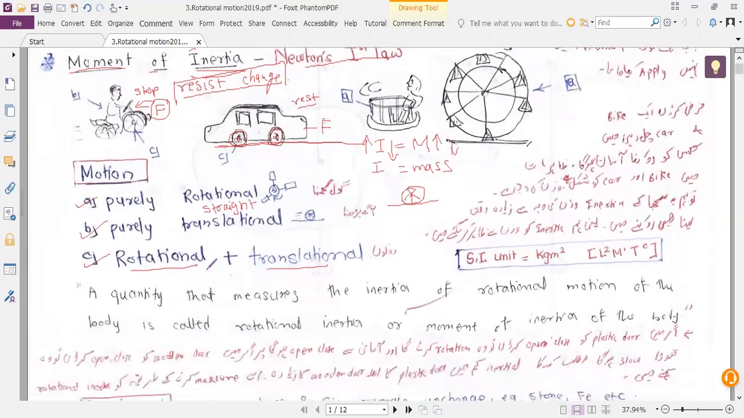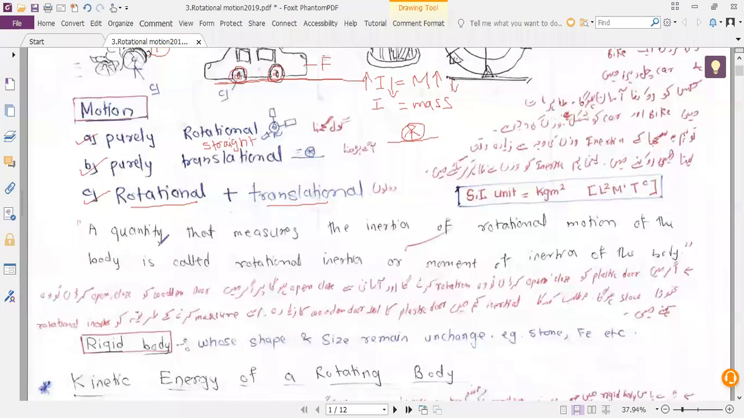Now, what is moment of inertia? A quantity that measures the inertia of rotational motion of the body. Any quantity by which we measure the inertia of rotational motion is called rotational inertia or moment of inertia of the body. I hope you understand this part.